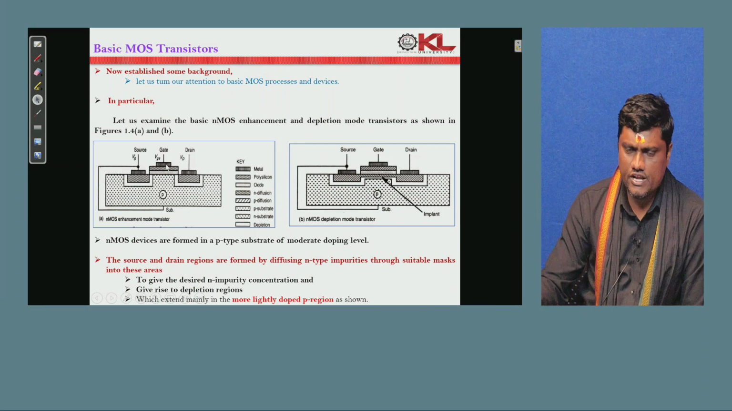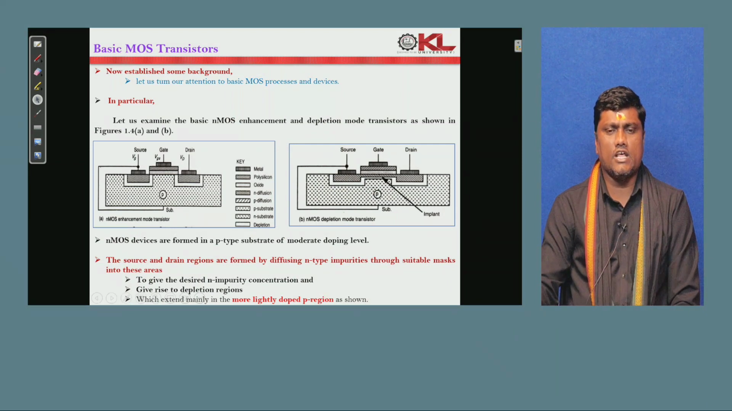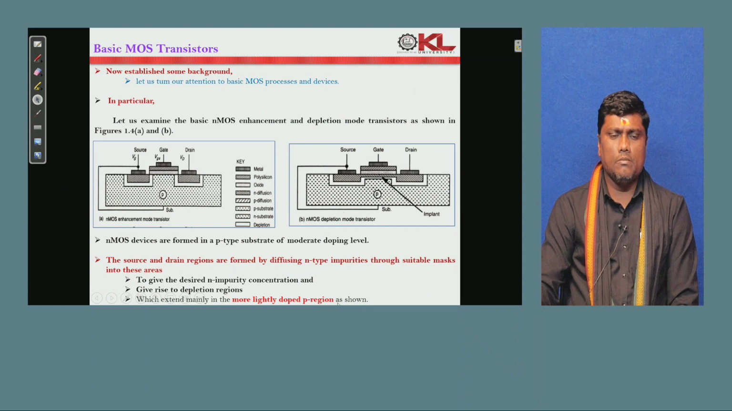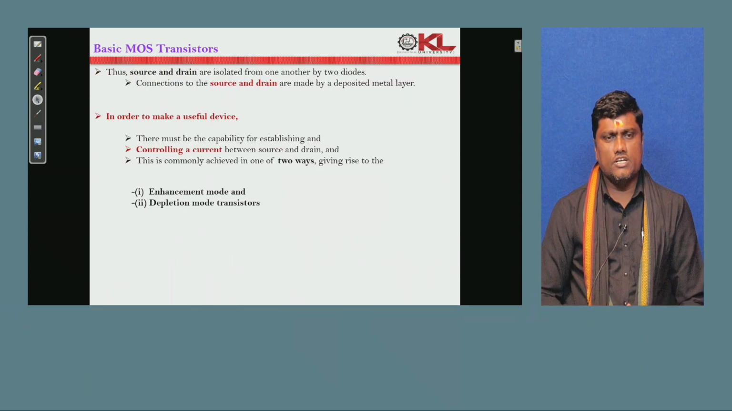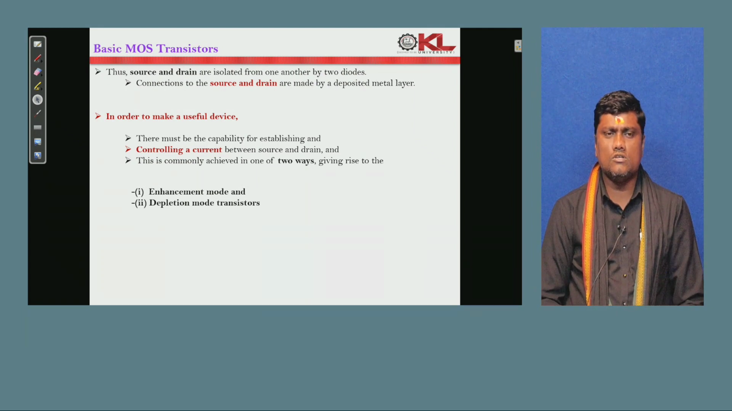The source and drain regions are formed by diffusion of n type impurities through a suitable mask into these areas, which gives the desired n impurity concentrations, and also gives depletion regions, which extend mainly into the more lightly doped p regions. The source and drain are isolated from one another by two diodes, because the source and channel form one diode, and the channel and drain form another. The connections to the source and the drain are made by deposited metal layers.